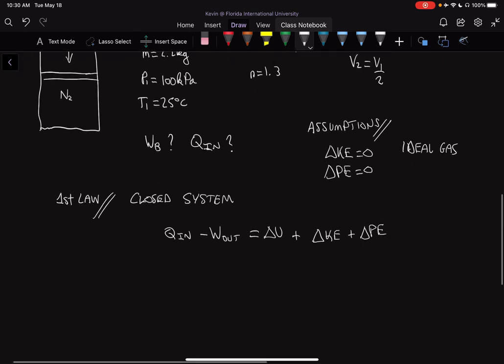Okay, so we're going to assume ideal gas, and if we assume that P and K are 0, we can cancel these out from the general equation. So we're left with Q in minus work out is equal to delta U. So essentially to find Q in, we have to find work out and delta U. Okay, so we can start by finding work out, and then maybe we'll find delta U after that in a second instance.